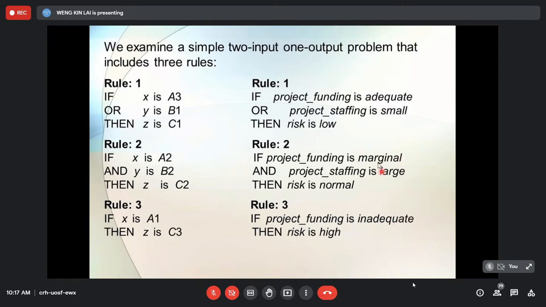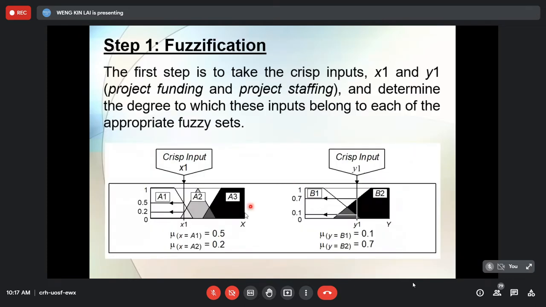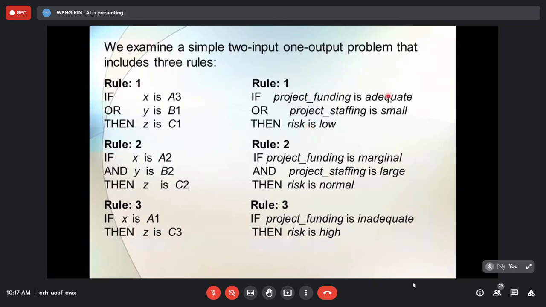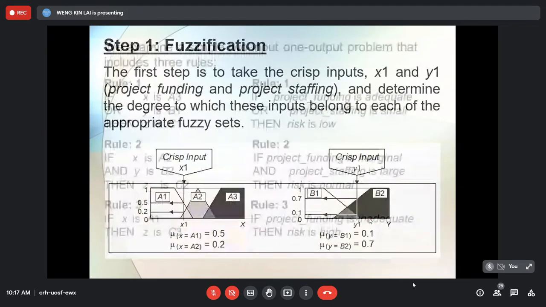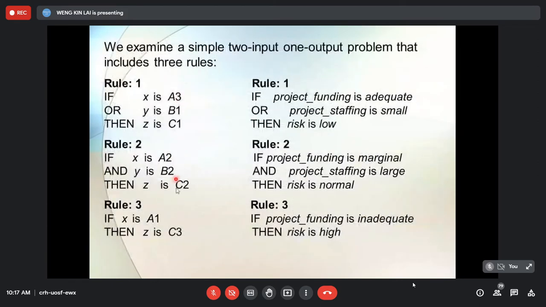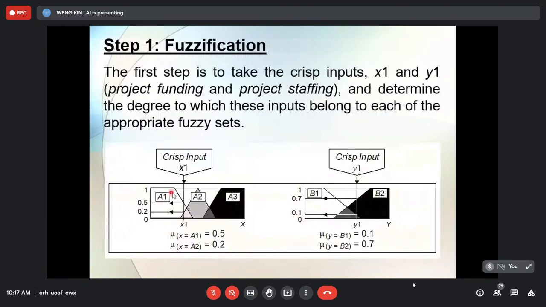Alright. Now project staffing, we have small and large, only two sets, which is either small or large. It's shown here. So the first one is project funding. Project funding will be adequate, marginal, inadequate, so all of these will be A3, A2, and A1. Notice here also, we have a certain amount of overlap between each of these sets.